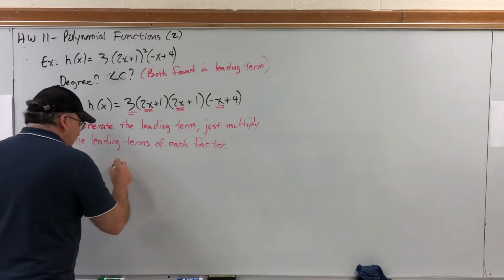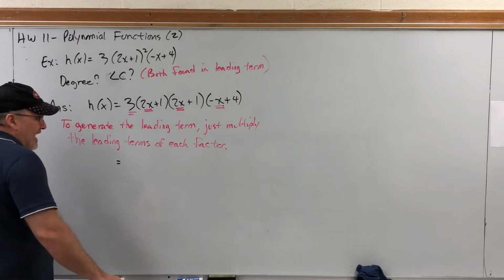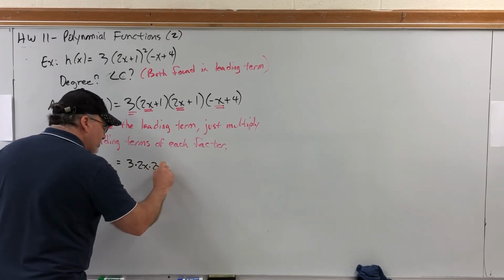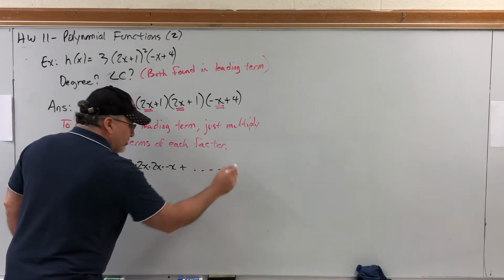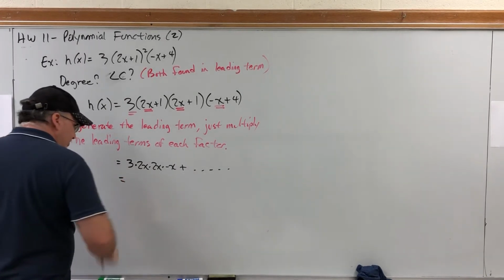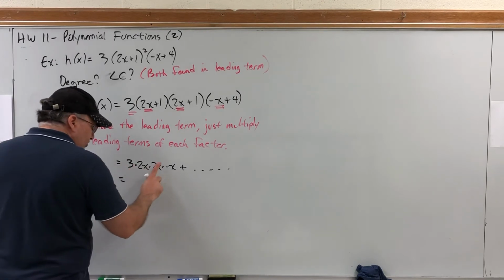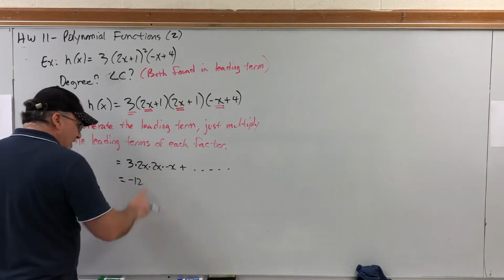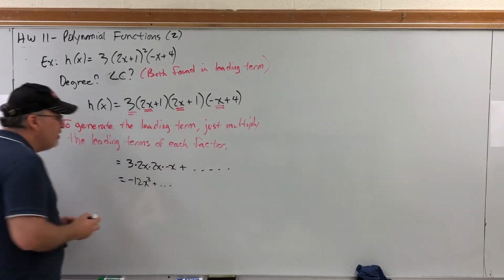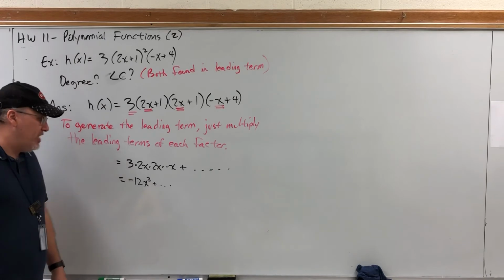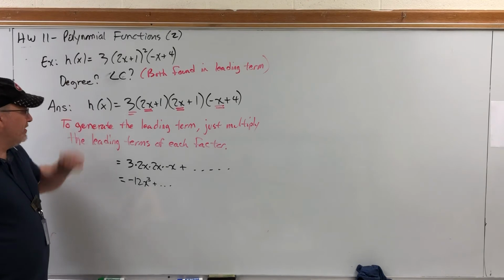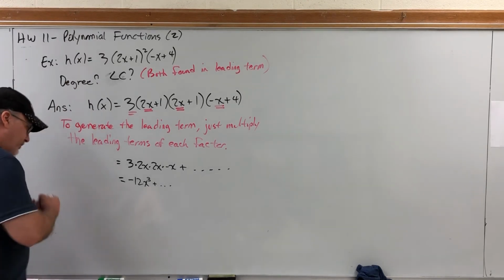So that means that if we were to multiply this out, our leading term would be 3 times 2x times 2x times negative x. And then we would have a bunch of terms that follow, which right now we really don't care about. So if we multiplied all this together, 3 times 2 times 2 times negative 1 is negative 12. And there's a total of 3 x's being multiplied, so x to the 3rd power. So if we completely multiplied the function out, it would start with negative 12x to the 3rd. And if we're only looking for degree and leading coefficient, that's all the information that we need.